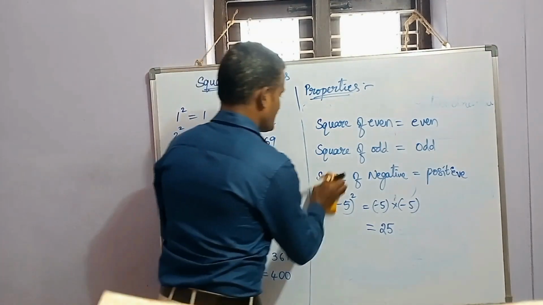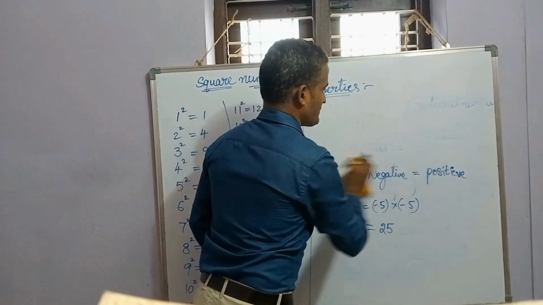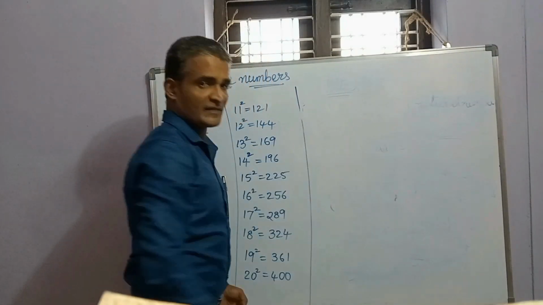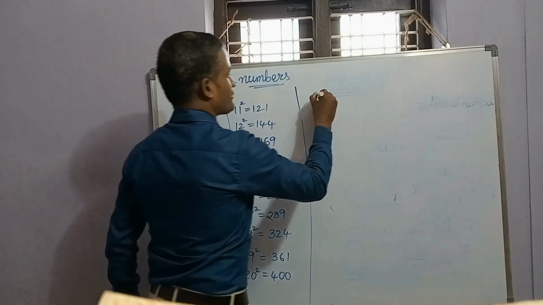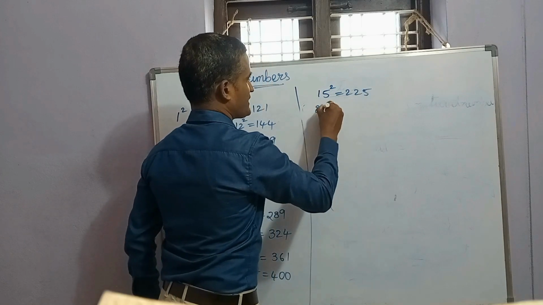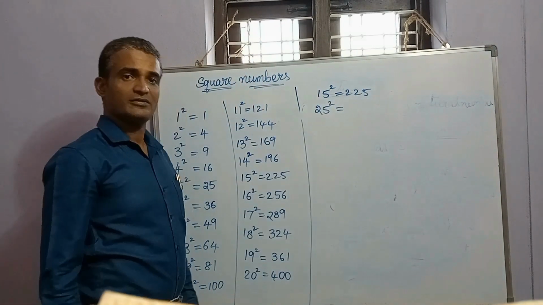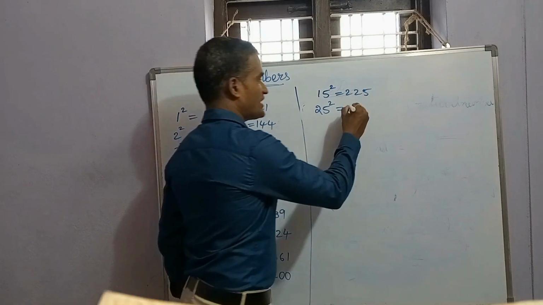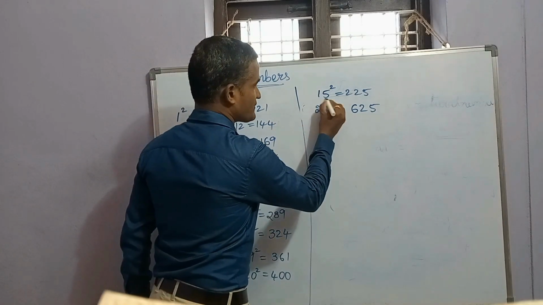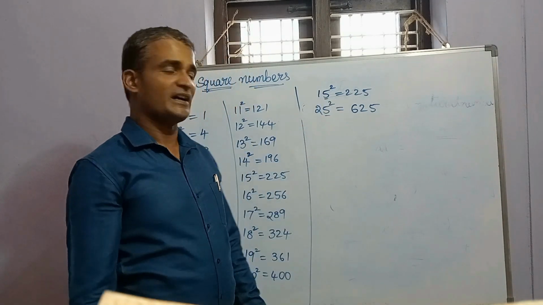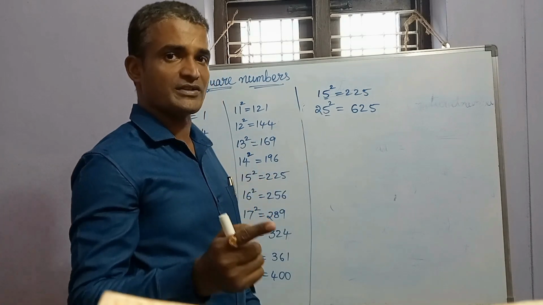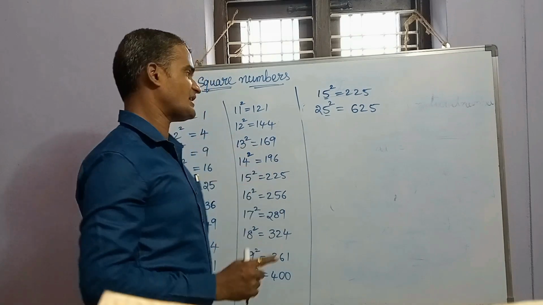So in finding square numbers, one small multiplication trick I will show you here. Suppose the square of 15. 15 square, you know that it's 225. 25 square, do you know? Most probably you know that it's 625. But you observe here the ones place is 5. So if the ones place is 5, we need not do the multiplication of 25 and 25. We can just directly write the answer.